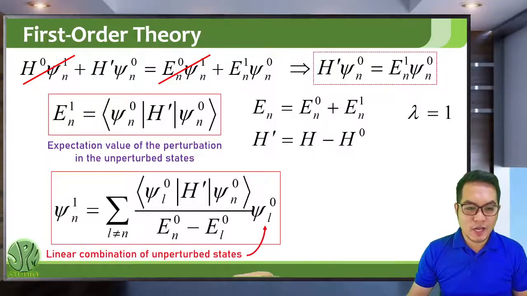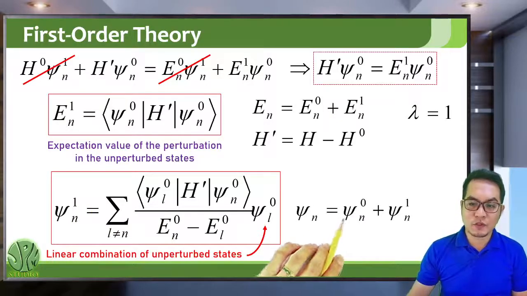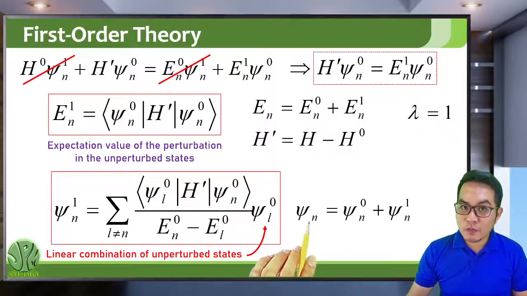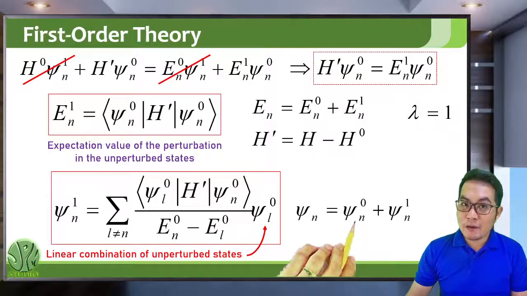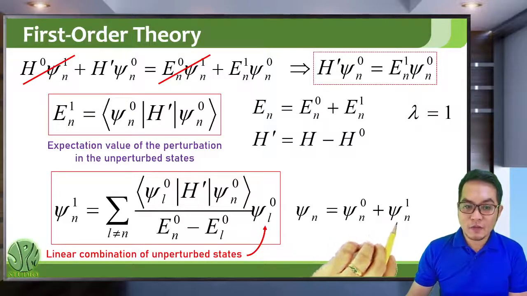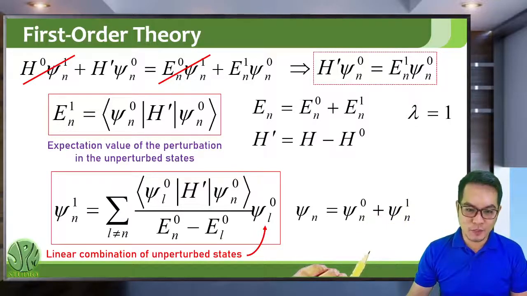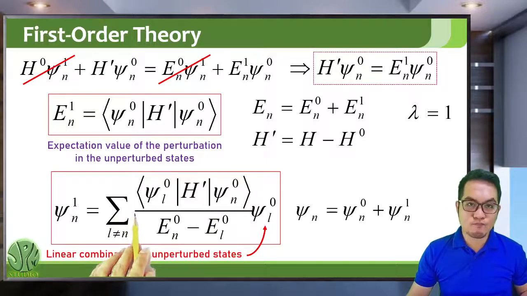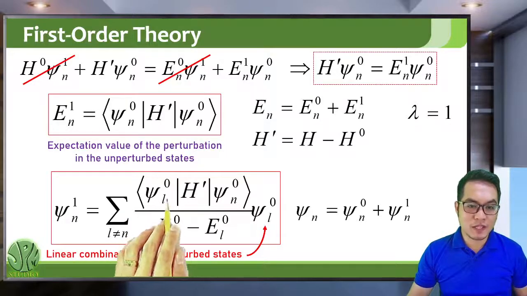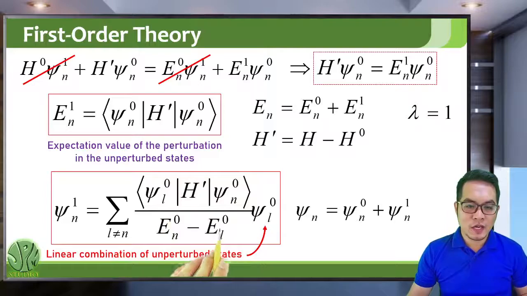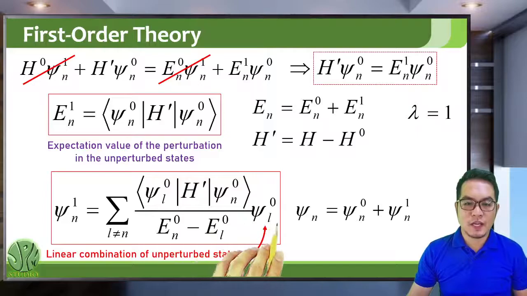Now for the first order correction in the wave function, psi n1. The wave function of the perturbed system is just the unperturbed wave function plus the first order correction psi n1. And the first order correction in the wave function is actually a summation over L. Take note, this is L not equal to N. You have psi L0 H prime psi N0, over En0 minus El0, these are the energy levels, and you have psi L0.